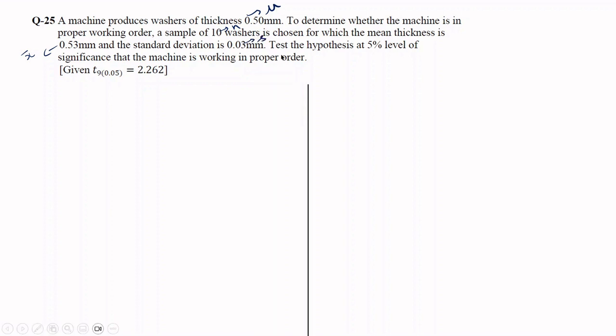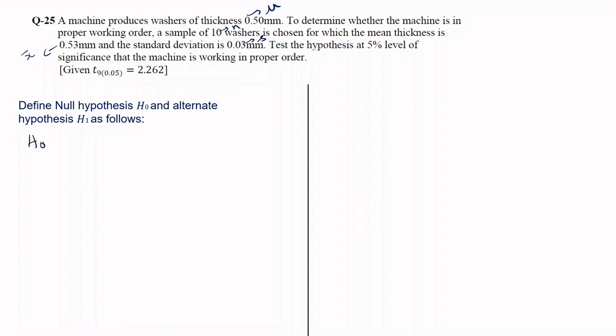Now here we have to test the hypothesis at 5% level of significance. So for this we can use one sample t-test. For that, first we have to write the null hypothesis H0 and the alternate hypothesis H1. Define null hypothesis H0 and alternate hypothesis H1 as follows. H0 will be, we assume that the machine is working in proper order. If that is the case, then mu should be equal to 0.5 millimeter.